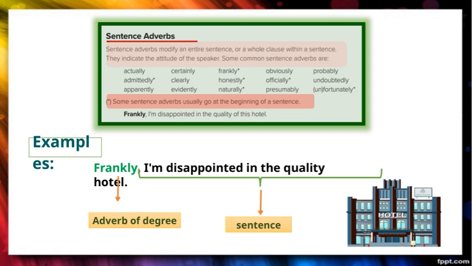In today's presentation, we've seen how these adverbs help us express ourselves more precisely and effectively. So remember, using the right adverb of degree can really enhance your communication, making your message clearer and more impactful.